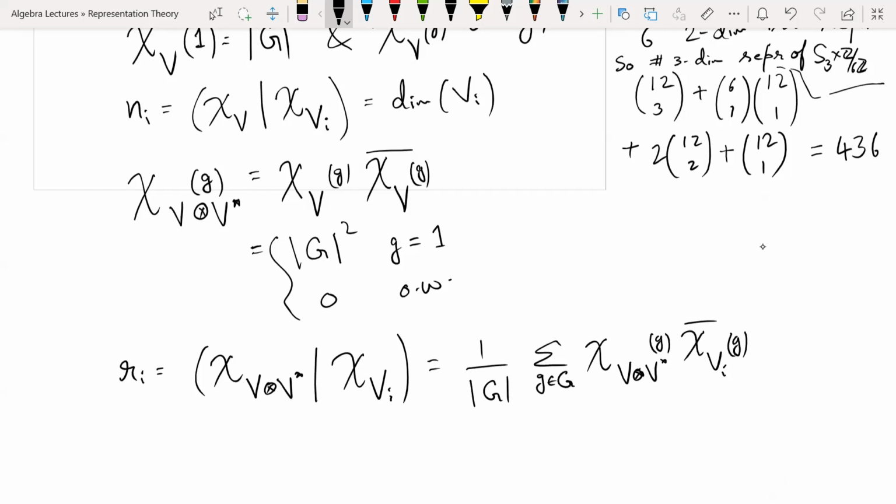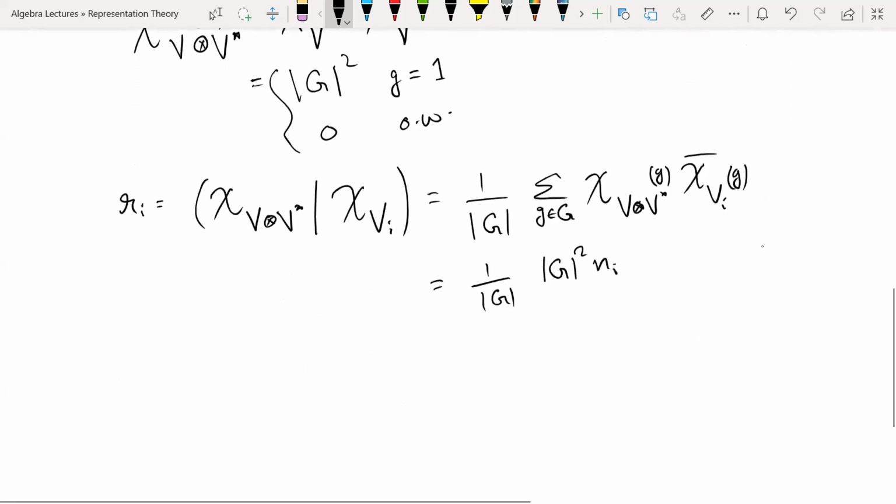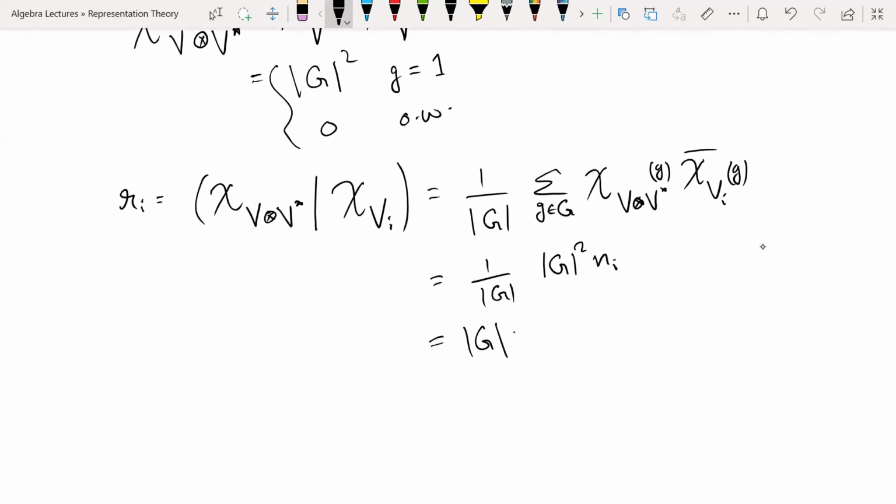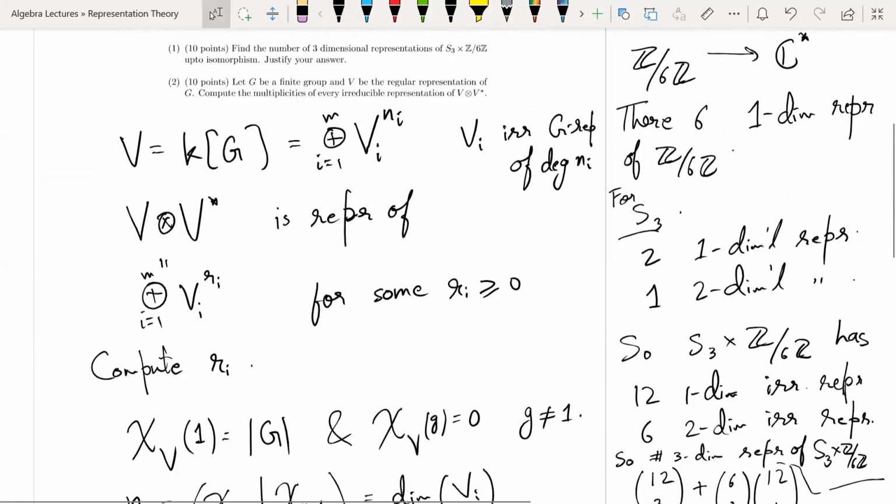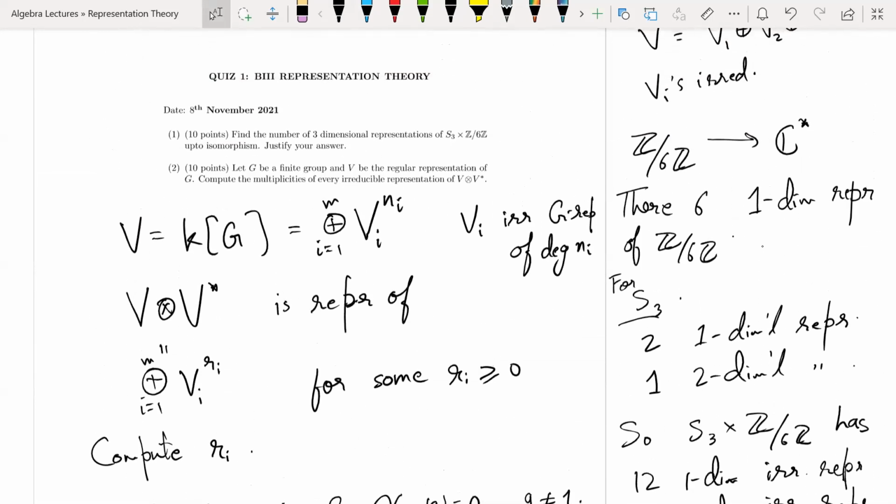But the point is, as in the regular representation, except for one value, the rest of the values of the characters are 0. So this is 1 over size of G, and for g equals 1, you have value size of G whole square, and this has value Ni. So what you get is size of G times Ni. So the multiplicity Ri is just Ni times size of G. Okay, so that is your answer.